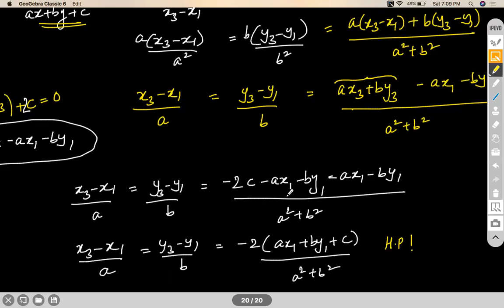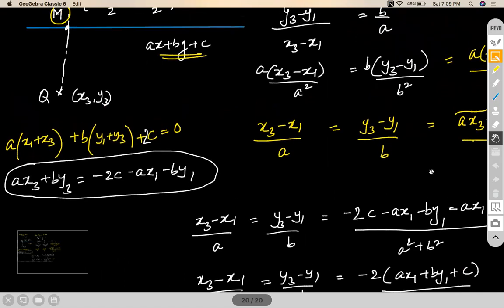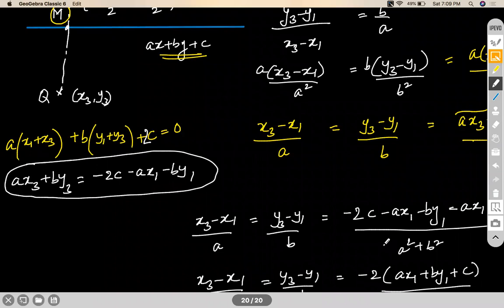Any questions here? Can you go to the left side? Okay, sure. Done, Hariharan? Let me know once you're done.